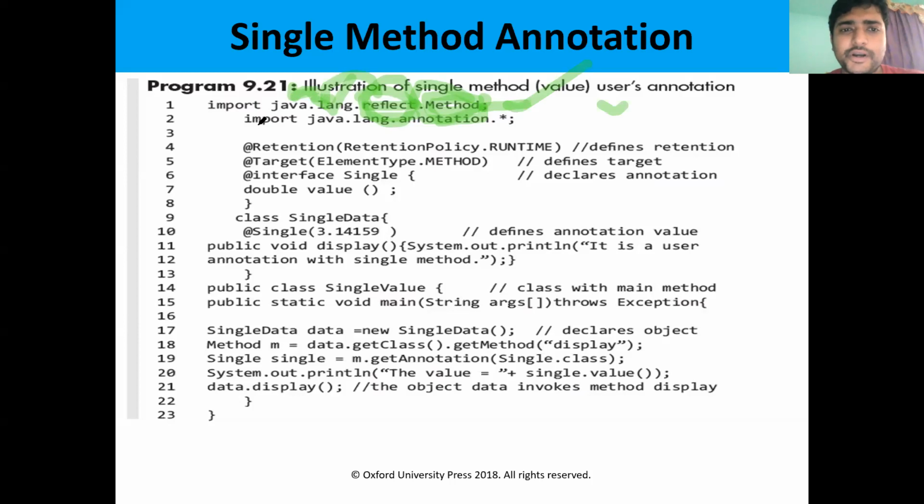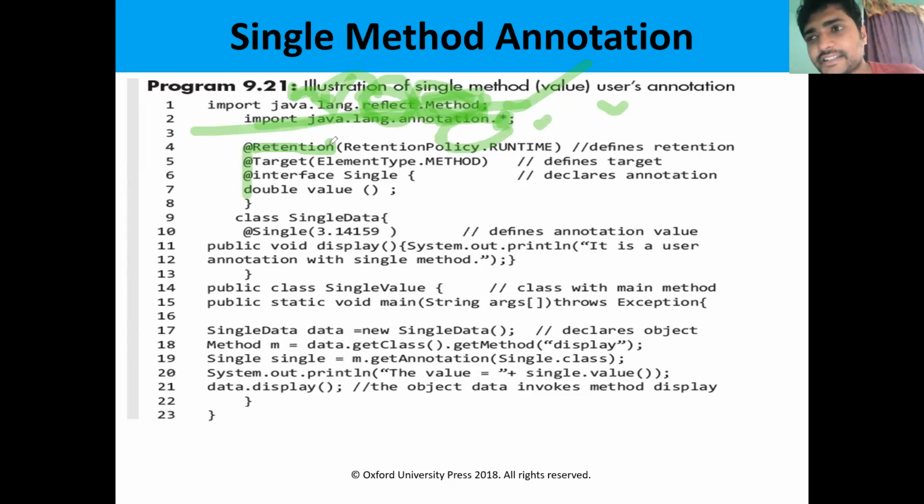And then simply we are importing the annotation. In order to use the predefined annotations, we can use the annotation package, java.lang.annotation, and we are importing all the classes and interfaces under the annotation. That's why we have kept the star. Star means all the contents of the package will be imported into the program. So this is the importing, and then we are using some predefined annotation, @Retention.